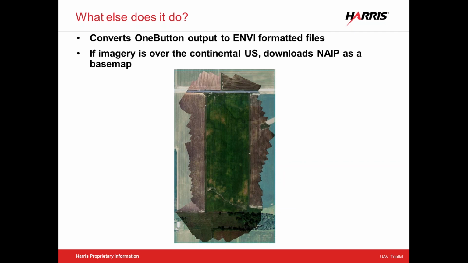Another cool thing that it does is if you are over the continental United States, it will download NAIP as a base map. So if you need to do some base map registration, you can very easily do that. The last thing I'm going to talk about for it is that if you have reflectance panel images, the UAV Toolkit can convert your data to reflectance.